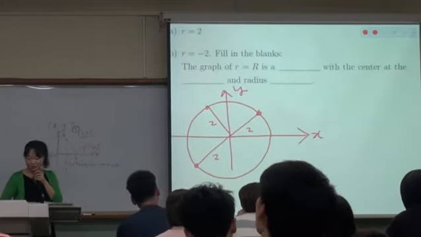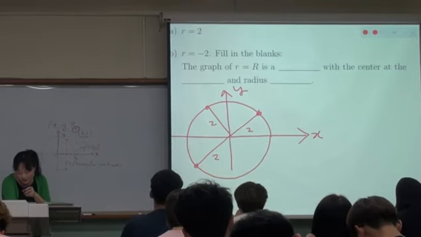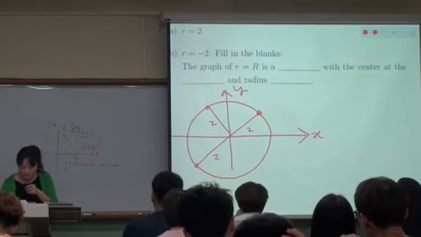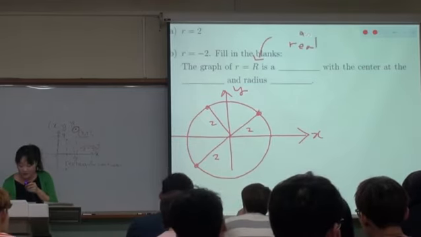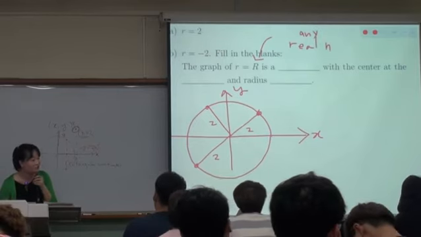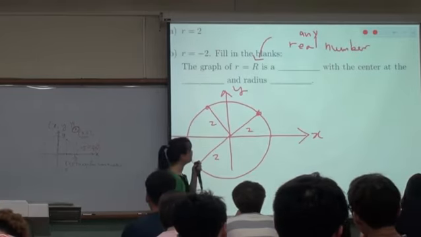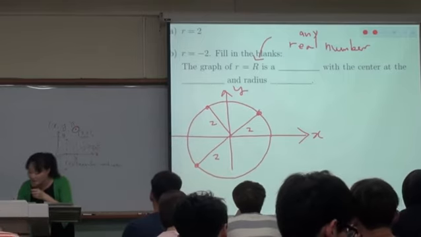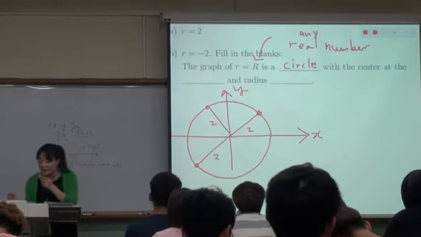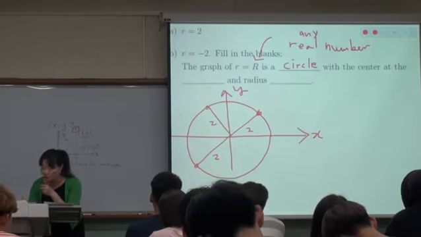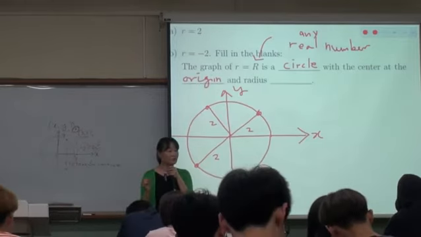Let's read. And let's fill in the blanks together. The graph of R equal to big R. What's big R? What's big R? Is any real number. Any real number. Can it be negative? Yes. Any real number. Okay. So the graph of R equal to big R is what? Is a what? Circle, right? It's a circle with the center at the where? Pole. Pole is the origin, exactly. And radius what? R?